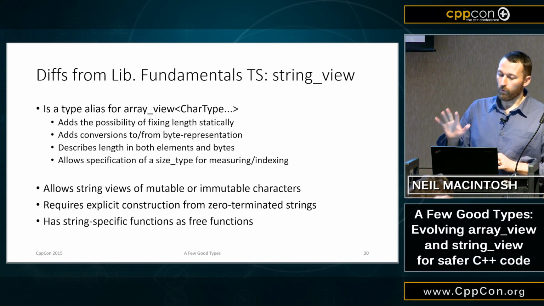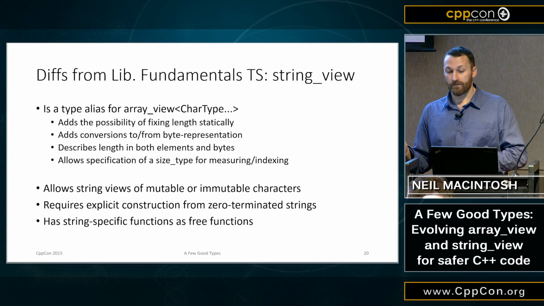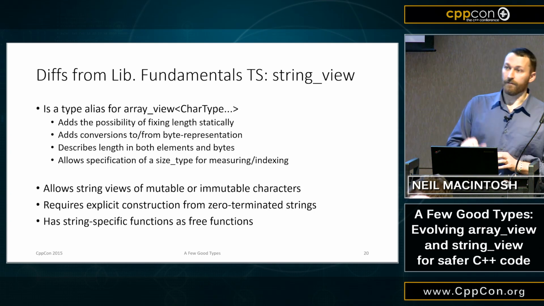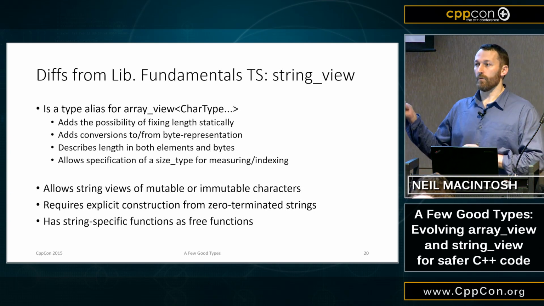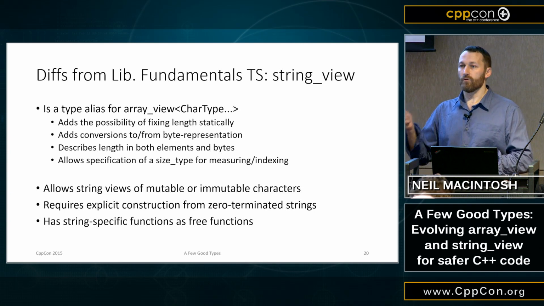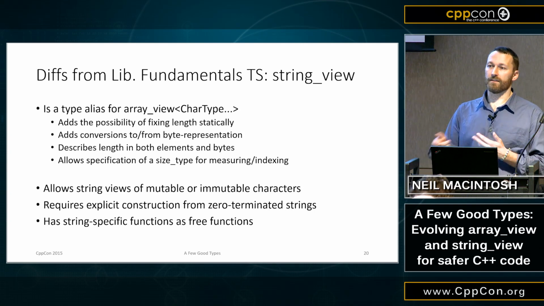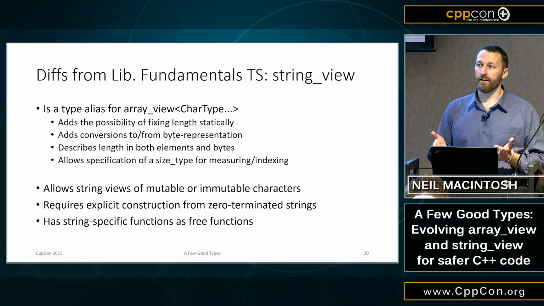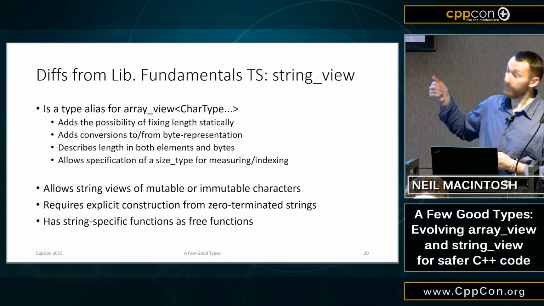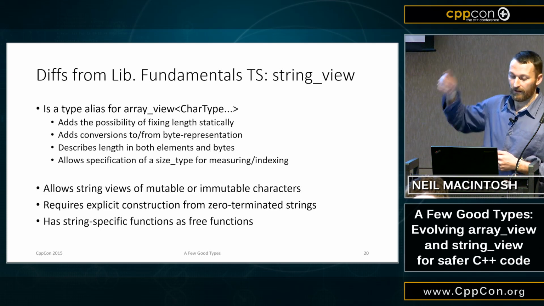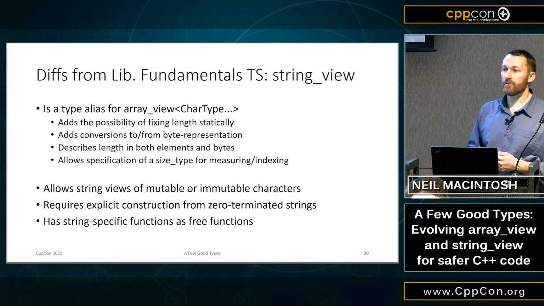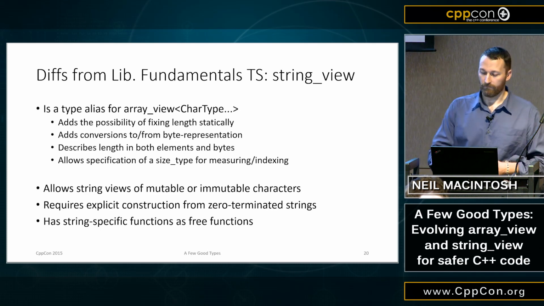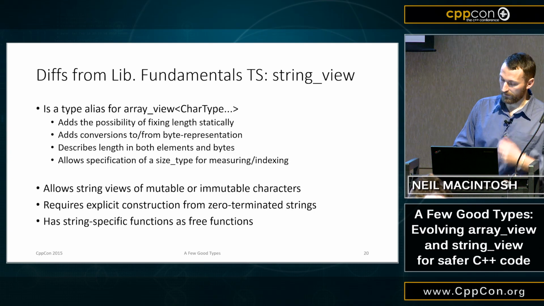We differ on the way we work with zero-terminated strings. The biggest difference is that the string view as proposed can't do mutable characters the way this string view can. And we think it's a real shame if you can't write through the strings that you're passing around in the cases where you want to write through those strings. So that's probably the biggest conceptual difference between the two string views. And obviously we have the string-specific functions as free functions because we are a type alias, and they don't because they're a concrete string view type.